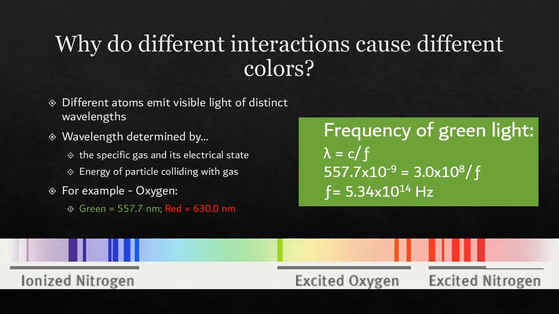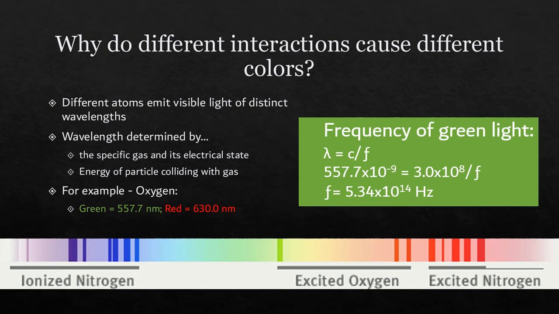So why do different interactions cause different colors? Well, different atoms emit visible light of distinct wavelengths, and these wavelengths are determined by the specific gas in its electrical state and the energy of the particle colliding with the gas. As you can see in the image below, excited nitrogen makes red colors, while ionized nitrogen makes purple and blue colors. This is entirely dependent on the energy of the particle that collided with the nitrogen.